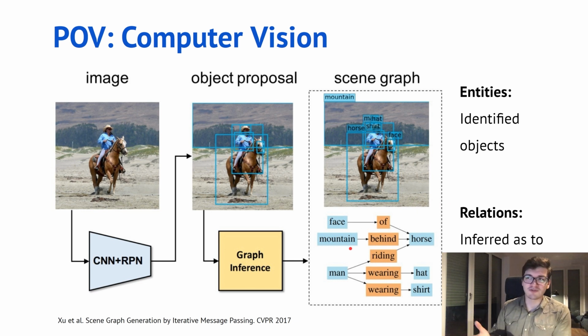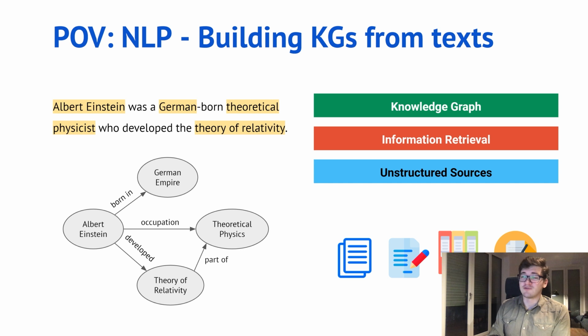If you have a picture with a bigger, famous mountain, you can actually link it to an entry from Wikipedia or from Wikidata for that particular mountain. Or it's not just a horse, but it's a particular kind of horse, a certain breed, and so forth. So moving to NLP, how we can also attach KGs to, for instance, information extraction.